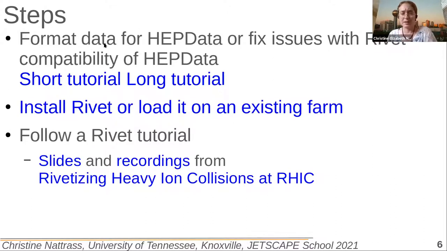So what are the steps in implementing an analysis in RIVET? The first thing is that you have to format the data for HEP data if it's not in HEP data, or sometimes you have to fix the HEP data to make it RIVET compatible if it has a few issues that RIVET doesn't work well with. If you need to do that, we have a short tutorial here, about 13 minutes. That's just enough to deal with a new paper, and then a long tutorial that is much more in depth in case the shorter one is not enough. The second thing is that you install RIVET or load it on an existing farm.